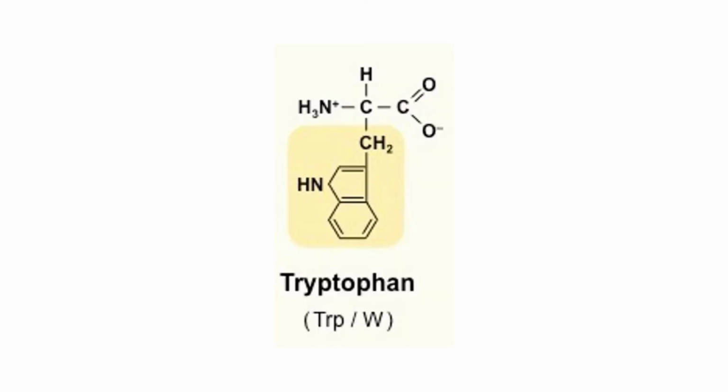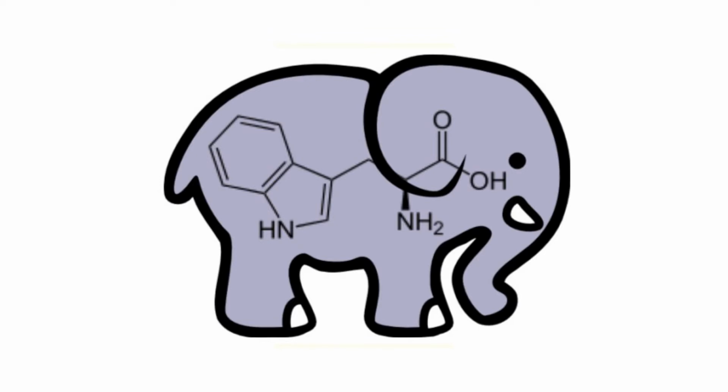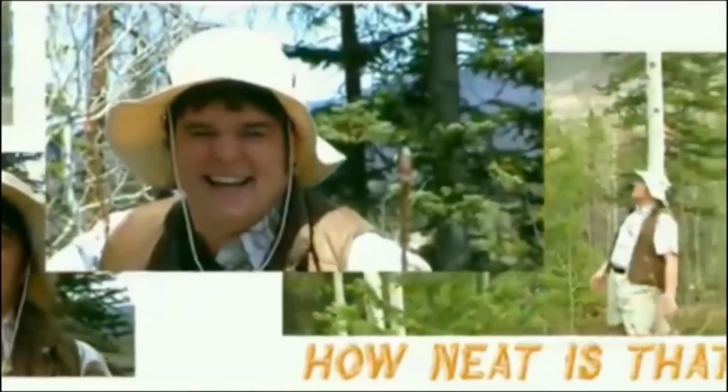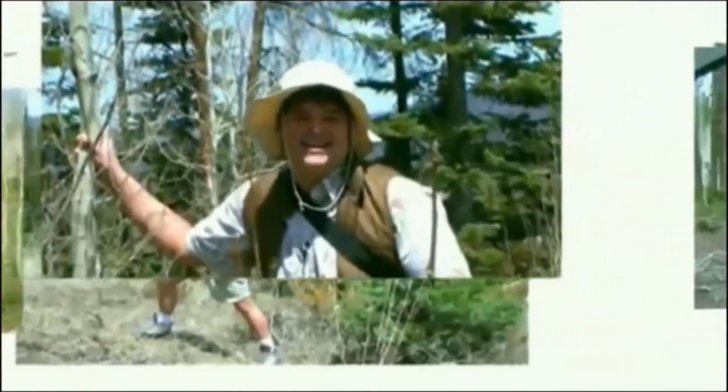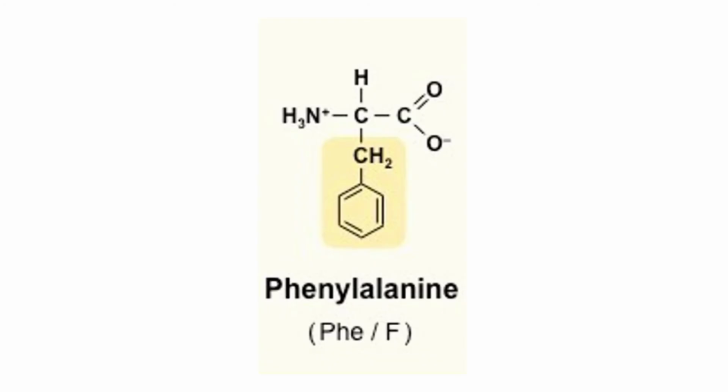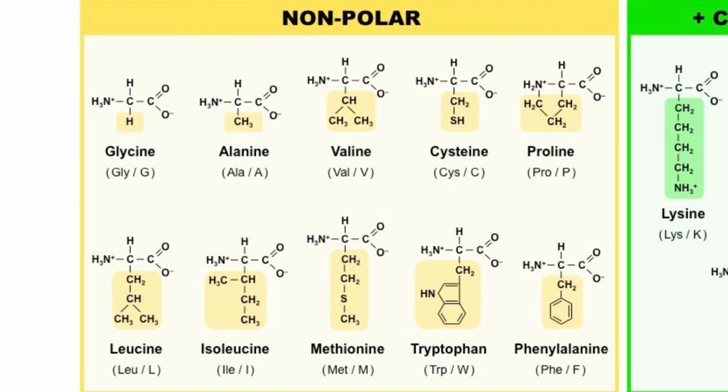Tryptophan. I always think of this guy like tryptophan with this one. He looks like an elephant. How cute is that? How neat is that? That's pretty neat. Phenylalanine. We got alanine, we got phenyl, transform to get phenylalanine! Those were all of our non-polar amino acids.